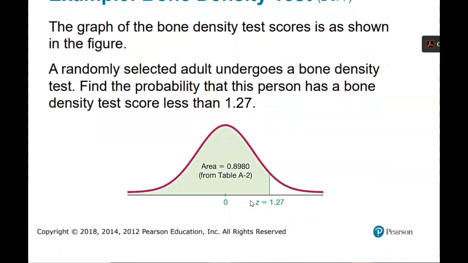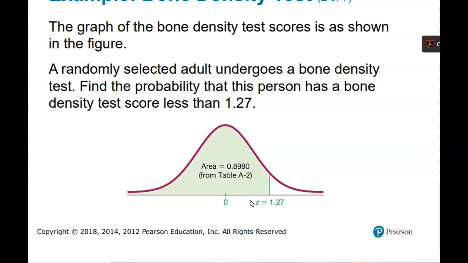This is just one example. The graph of bone density test scores is shown here. A randomly selected adult undergoes a bone density test, and you want to find the probability that this person has a bone density test score of less than 1.27. So there's a z-score of 1.27. You want to know the probability that somebody is less than that.